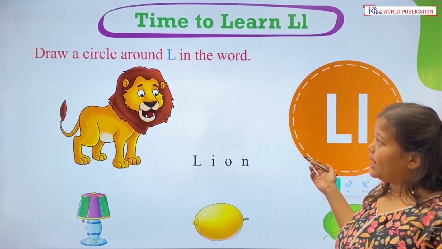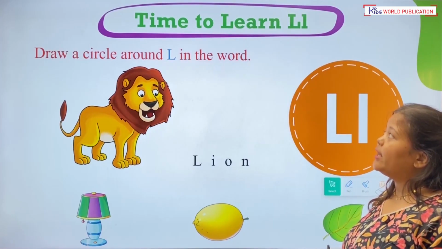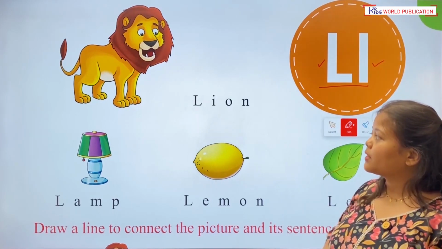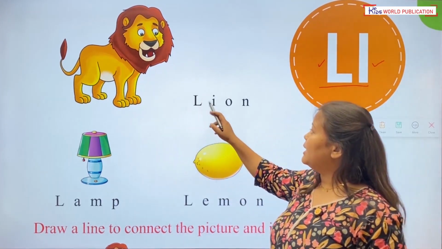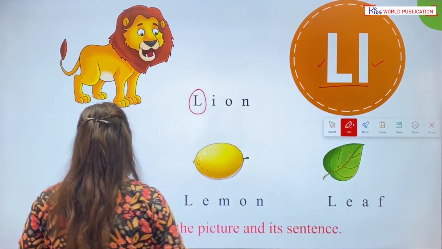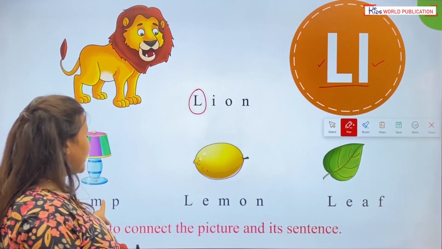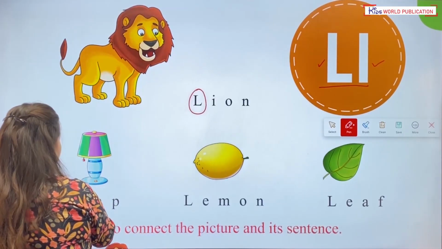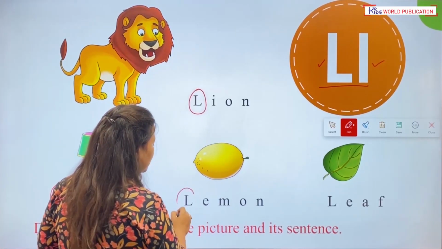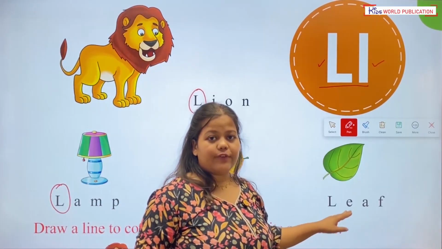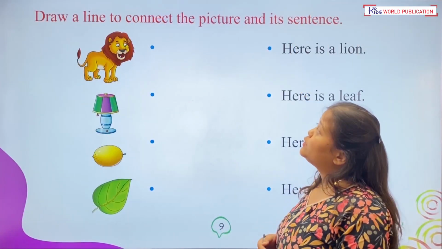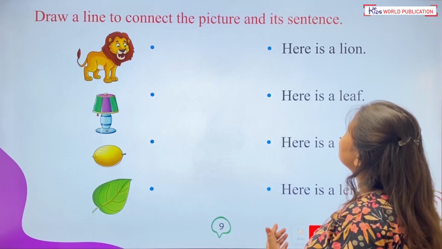Time to learn L. Draw a circle around L in the words. Letter L, capital L, small l. This is lion. Lion. So, circle L. This is lamp. Lamp. Circle L. This is lemon. Lemon. Circle L. This is leaf. Leaf. Circle L.